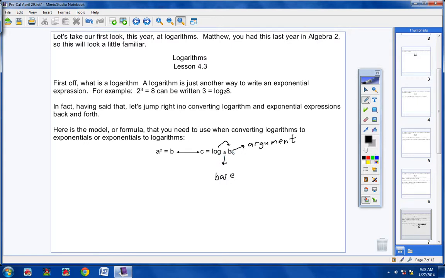Now in this class we'll use some slang. We'll probably just say log base a of b. Log base a of b. But either way, that's how you say that.